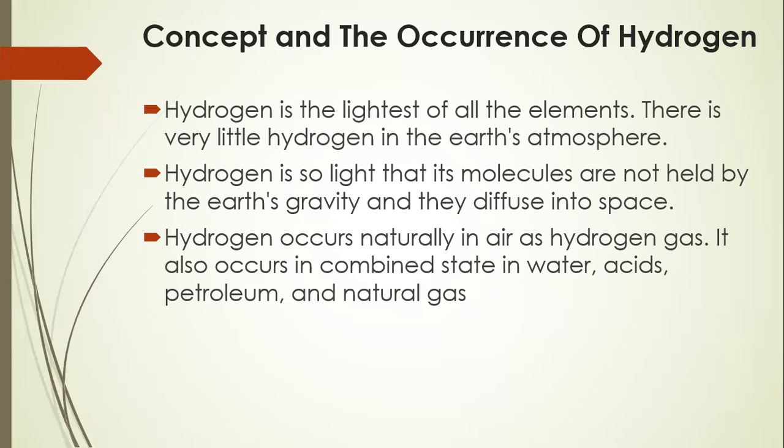Here we're going to see basically what hydrogen is and the way it occurs in our universe. Now hydrogen is the lightest of all the elements. Basically there is very little hydrogen in the Earth's atmosphere. This hydrogen is so light that its molecules are not held by the Earth's gravity, and hence they diffuse into space. That's why it's found in a very little amount in the Earth's atmosphere.